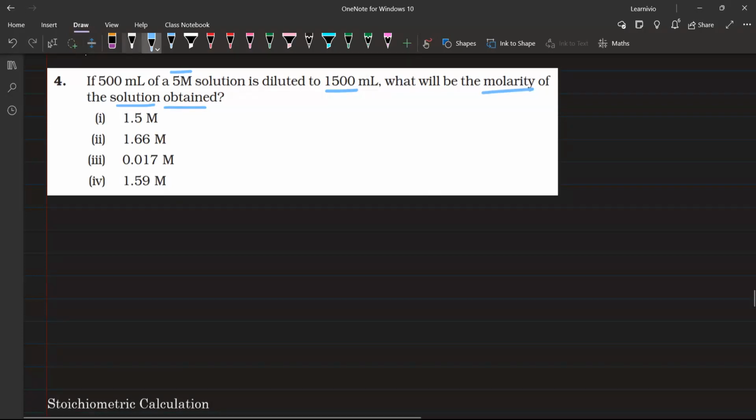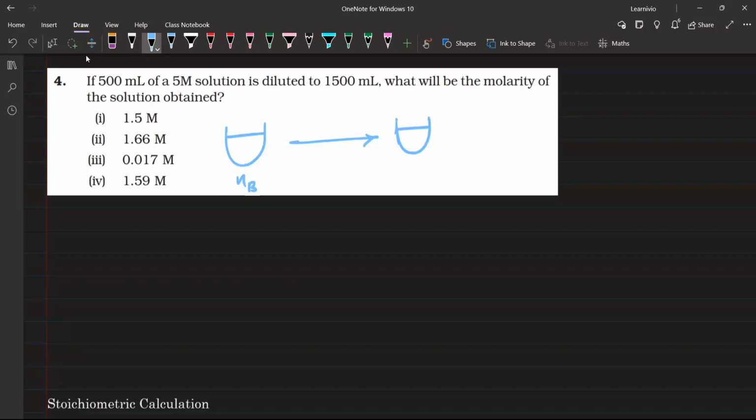2 minutes over. See, in these cases of dilution, the only thing constant in the solution, without dilution and after dilution, is the number of moles of solute, because we are adding only water. We are not changing the number of moles. Aram and Arya have got it. So the number of moles is going to be constant.